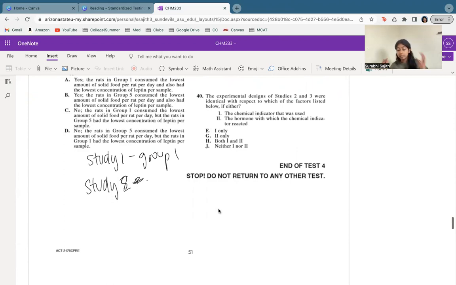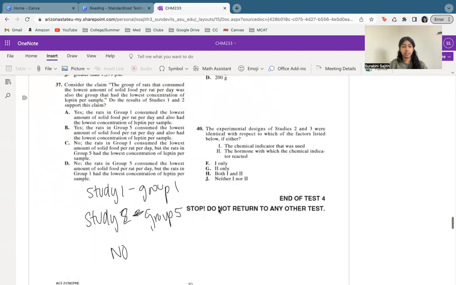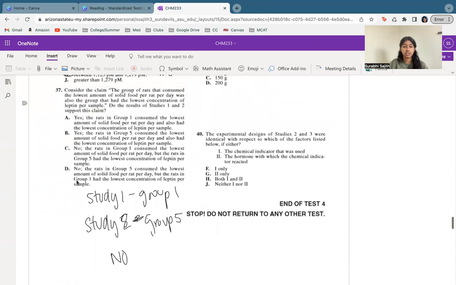So in this case, the claim that they're making is that whichever group had the lowest amount of solid food consumption is the same one that has the lowest concentration of leptin. Now, already we see that is not true, because we have two different groups, right? Group 1 had the lowest amount of solid food, but that was not the same group that had the lowest concentration of leptin. So we know that this is no, right? So now we can eliminate A and B. Now let's look at C and D.